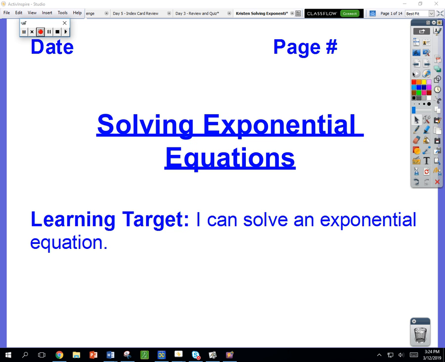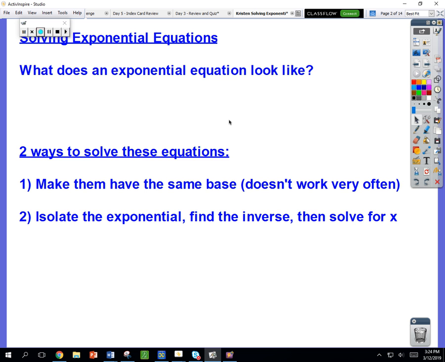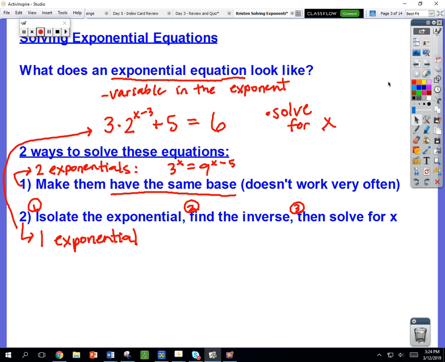So before we talk about how to solve an exponential equation, we need to talk about what an exponential equation is and what it looks like. An exponential equation has a variable in the exponent. For example, 3 times 2 to the x minus 3 power plus 5 equals 6. The x is in the exponent, so that's what makes it an exponential equation. And whenever you're solving an equation, you're solving for the variable, or solving for x in this case. So whenever I'm talking about an exponential equation, I'm talking about a variable in the exponent.